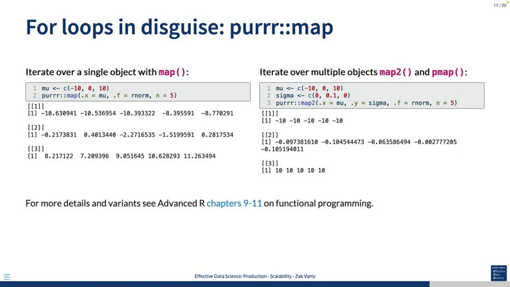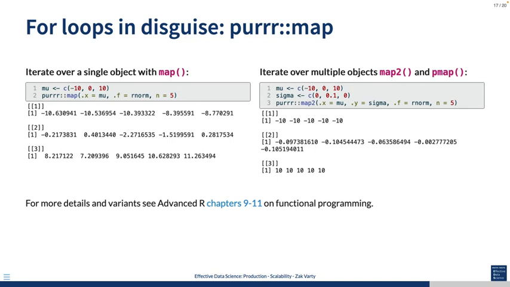Within the purrr package, there are also functions to iterate over multiple objects. So if you have 2 inputs, there's the map2 function, or if you have more inputs than that, there's the generic pmap function that can iterate over any number of parameters. In this case, we've modified our example slightly, so we have our first input being the mean, and the second input being the standard deviation that we're feeding into this rnorm function.